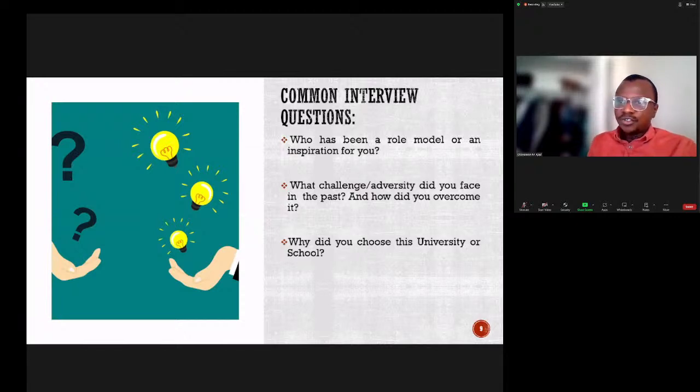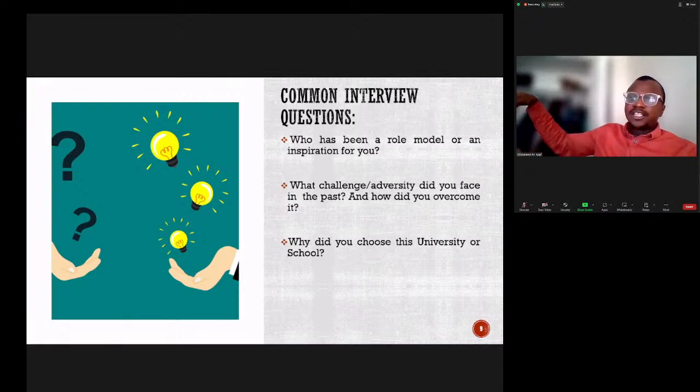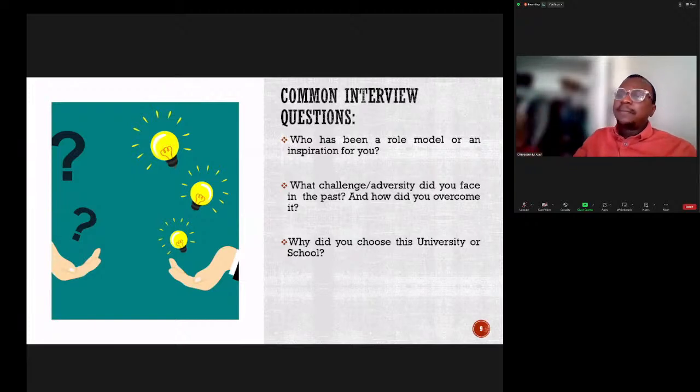Why did you choose the university or school? This is very important. They want to ask you, why Yale and not Harvard? Why Stanford and not MIT? They want to know why you chose their school, and that's why it's good for you to go back to their website and check. Comfort was talking about essays, he talked about that aspect as well. Go back and review your application documents, and look at some of the reasons you gave to justify your choice for that particular university.